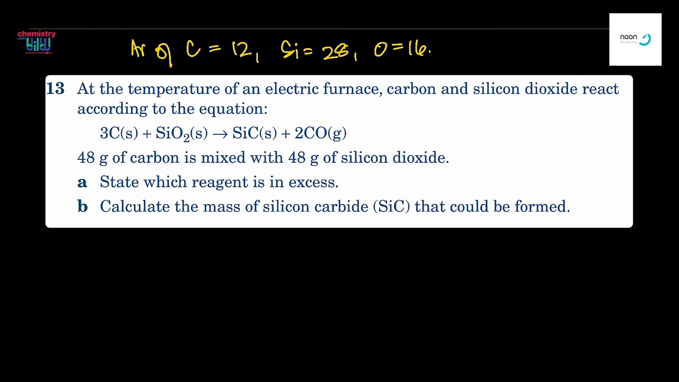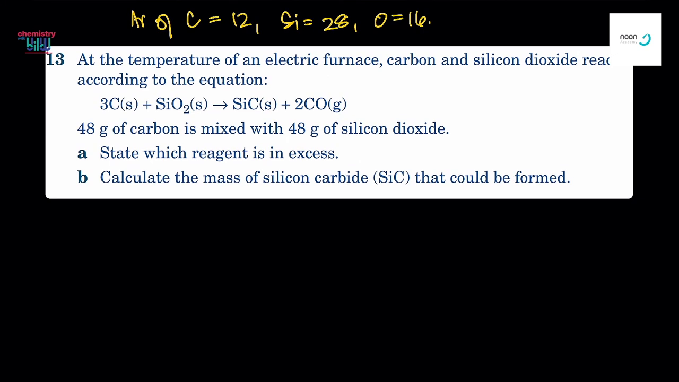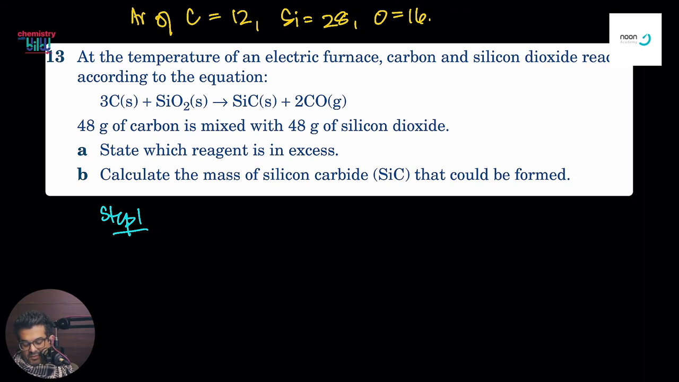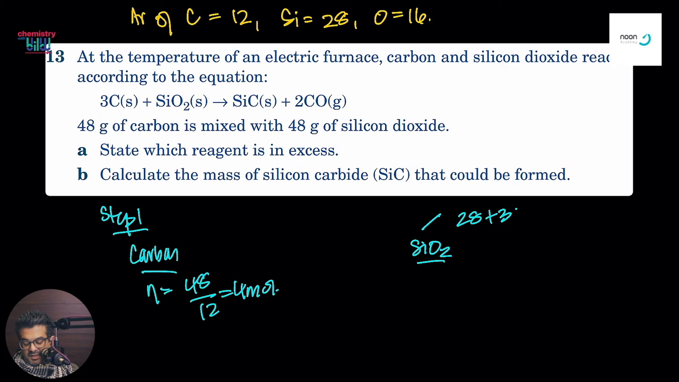Okay, so this is a problem with people, it seems. Step number one, I'll do at least, which is to find the moles of carbon first. So let's do carbon as known number one. That is 48 over Ar, which is 12. So you got 4 moles of carbon. And silicon oxide, the formula mass is 28 plus 32, which is 60. So number of moles of silicon oxide are 48 over 60. Let's see, so you got 0.8 moles, right?